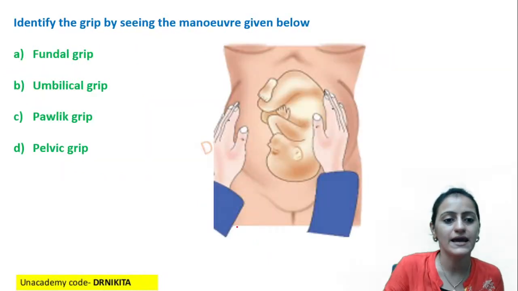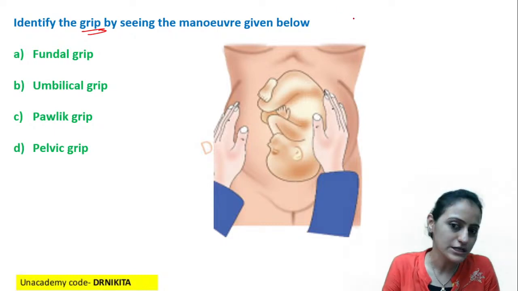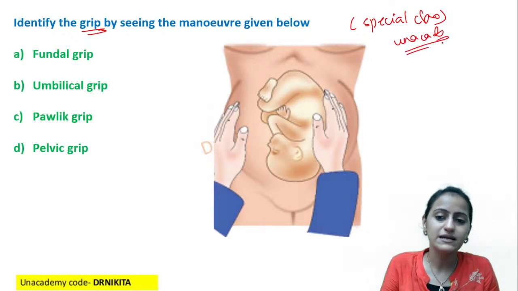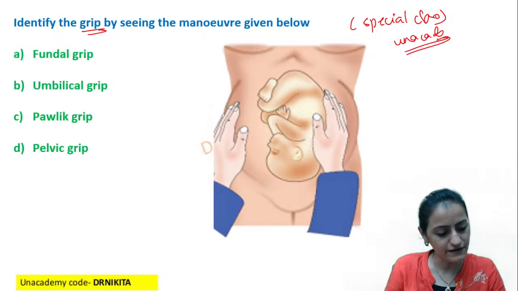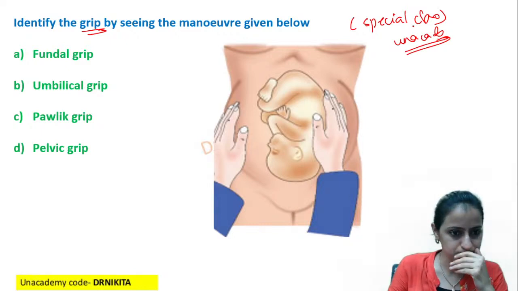Okay, next one, identify the grip. So grips is very very important. We have discussed this in one of the special classes as well on Unacademy. So पढ़ लेना ये topic, very important. Identify the grips. What do you think? Which grip is this?